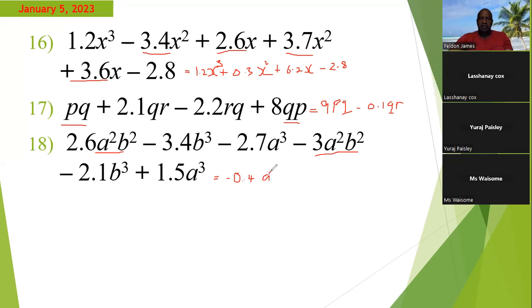All right, what next? Then I have group 3: minus 3.4 b cube minus 2.1 b cube. And when you add them both together, sir, you get negative 5.5 b cube. All right, so it's a negative with 2.1 b cube, and you get negative 5.5 b cube. Yes, sir.